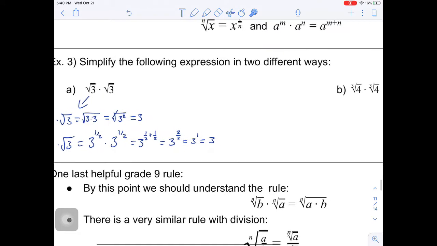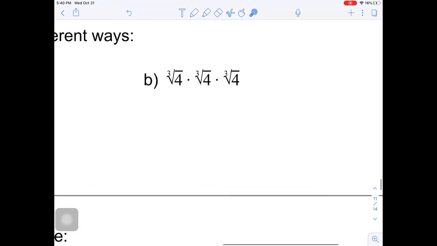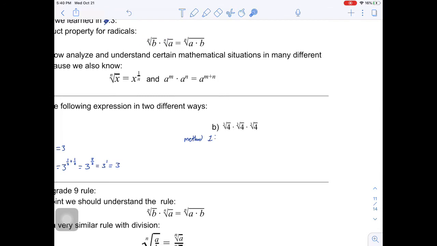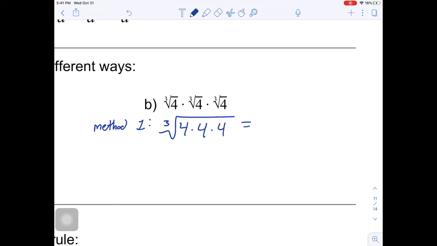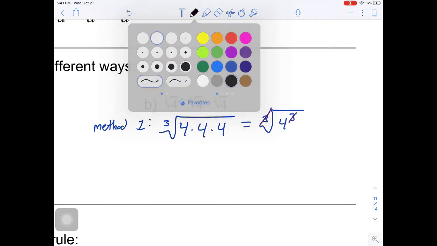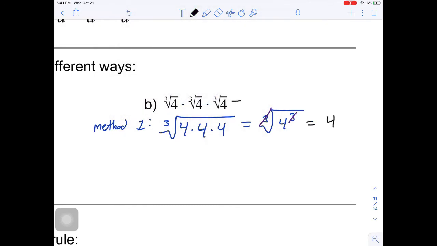Now let's look over here. We can do the same for this one. For my first method, method 1, again, I'm going to utilize the fact that they all have the same index: 3, 3, and 3. So I'm going to multiply their insides and put them all under one radical. So this will be the cube root of 4 times 4 times 4. 4 times 4 times 4 is simply 4 cubed. Now you can see that we can cancel out our cubes, and what you're going to be left with is simply 4. So this just equals 4. Let's analyze it with a different method.